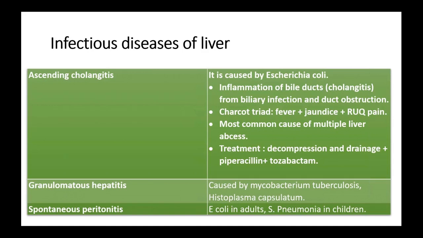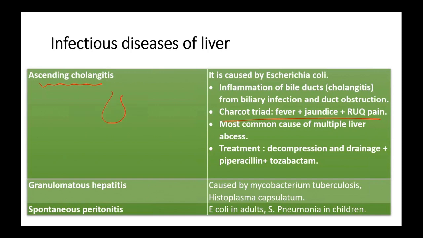So next is infection of the liver. The most important infection of the liver, which you will see in the hospital or on your exam, is ascending cholangitis. It's very important. It's a life-threatening infection of the liver. Ascending cholangitis. It's a triad of fever, jaundice, right upper quadrant pain.